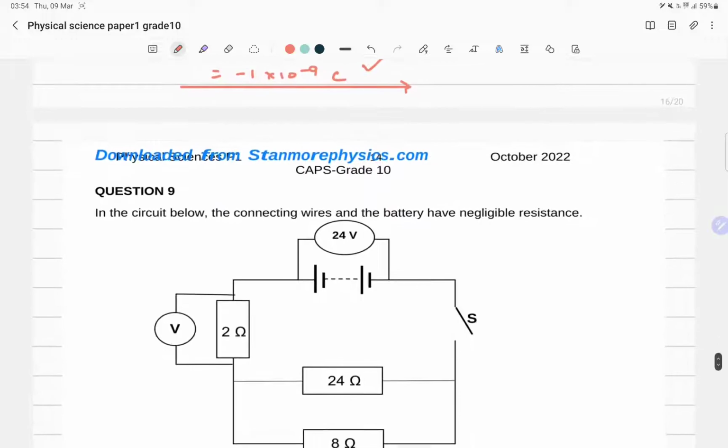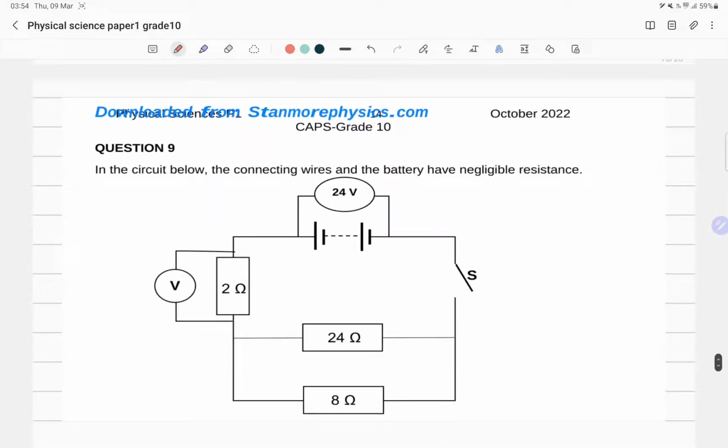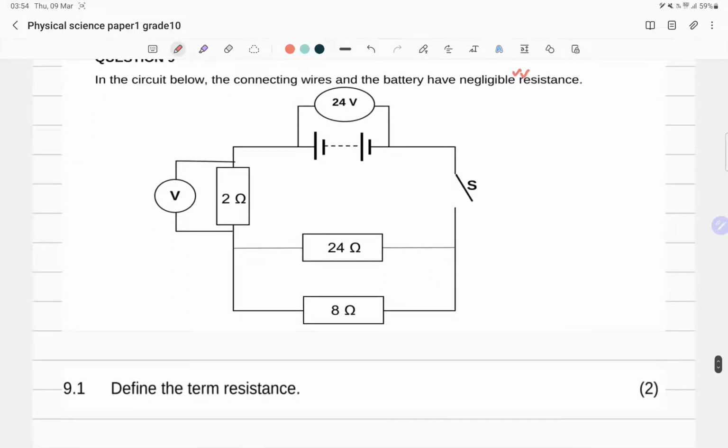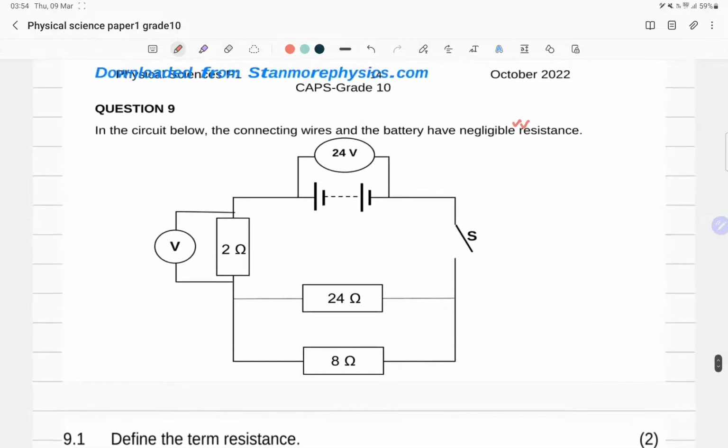That is it. Okay. The last question says, in the circuit below, the connecting wires and the battery have negligible resistance. Meaning there is no internal resistance here, and the wires do not offer resistance except those areas that are designated resistors. Now, let's just analyze the circuit again. We know that conventional current comes from the positive terminal.